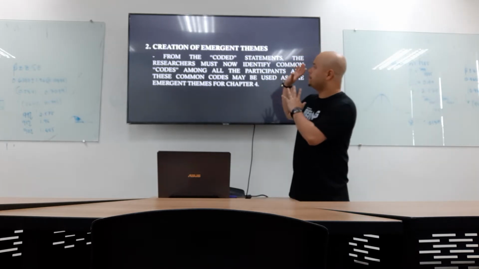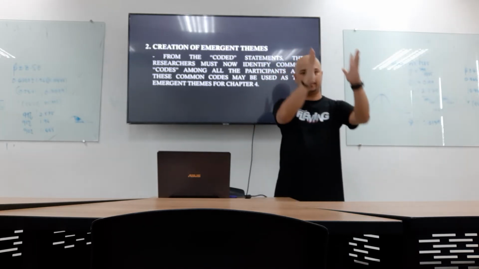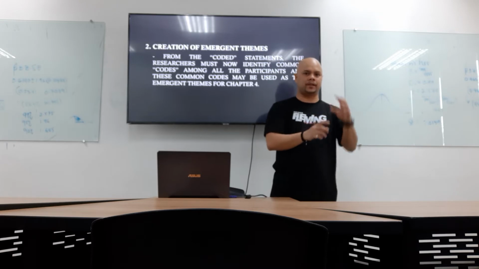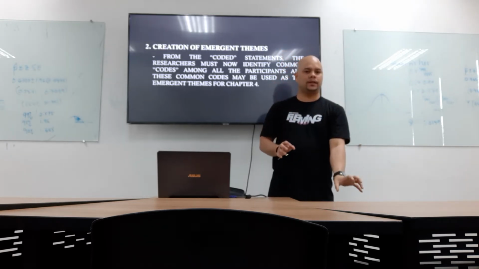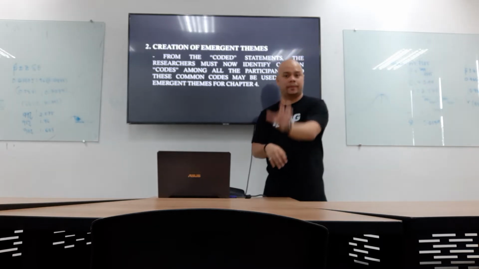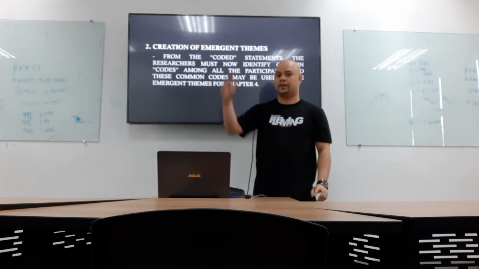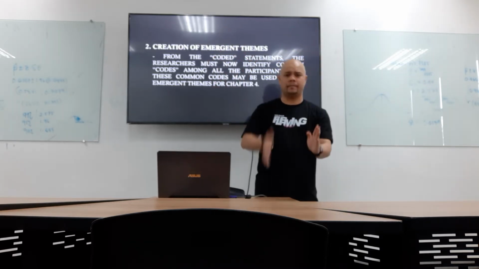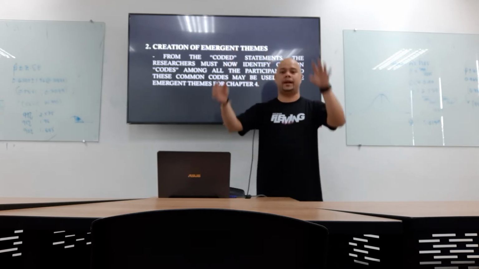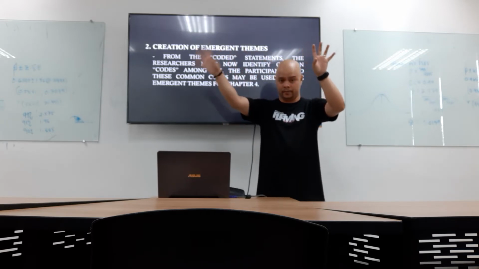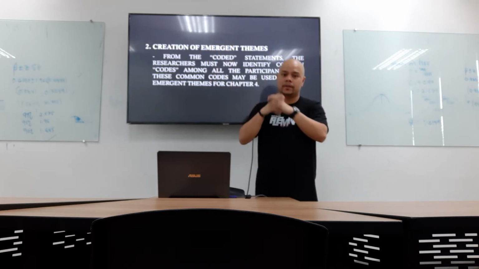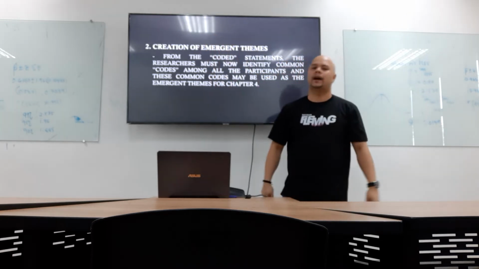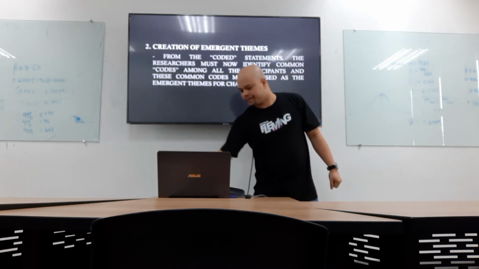Okay, again, to clarify, from the transcription, all the responses, there are codes. That's participant 1 and all the codes, participant 2, all the codes, participant 3, and all the codes. From these codes, we will be identifying common codes. We will be generalizing these codes and then coming up with an emergent theme.